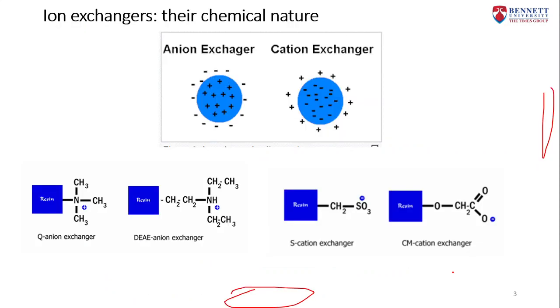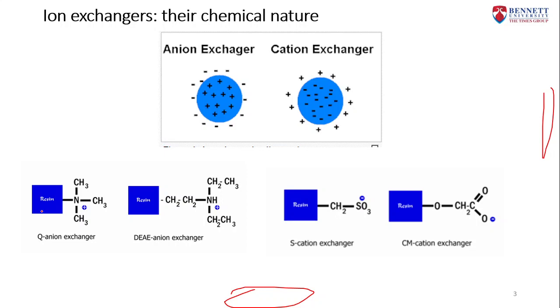So what exactly are ion exchangers and what is their chemical nature? Ion exchangers are polymeric molecules that have charged groups. An anion exchanger is something that can bind to anions, meaning it has internally placed positively charged groups. Cation exchangers, as the name suggests, bind to cations, so they have internally placed negatively charged groups.